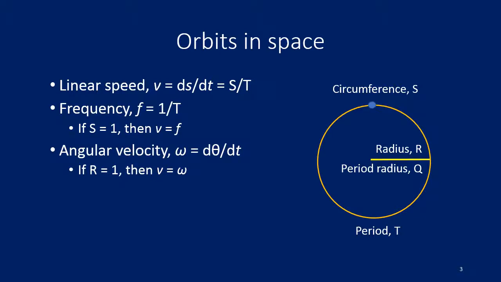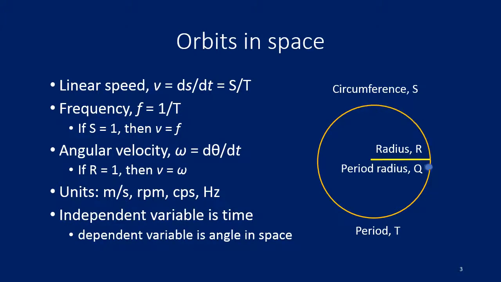The angular velocity omega, that looks like w, is defined as the change in angle divided by the change in time. And if the radius is equivalent to 1, then the linear speed equals the angular velocity. The units are meters per second, revolutions per minute, cycles per second, or hertz. Now the independent variable here is time, and so the dependent variable is an angle in space.